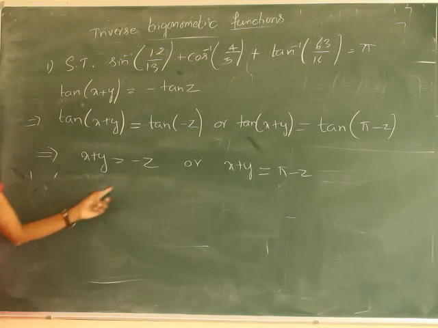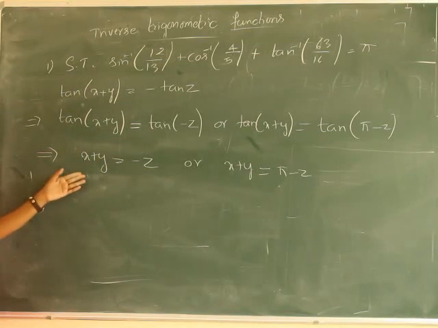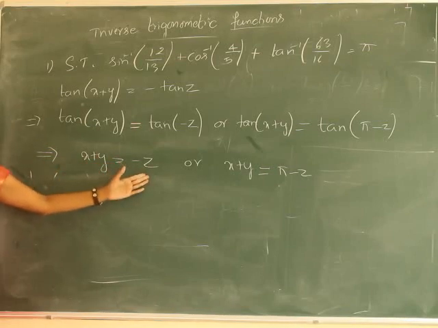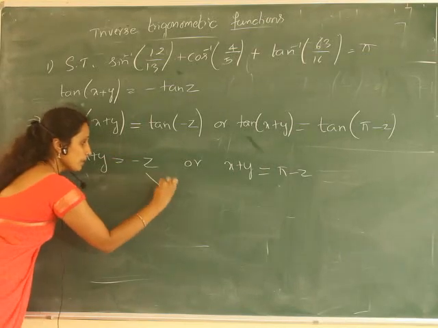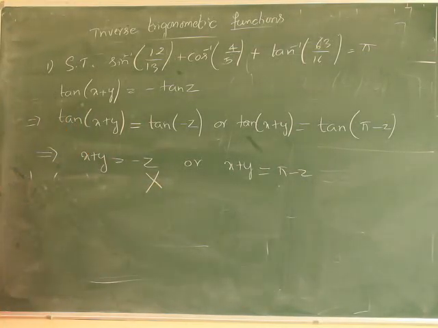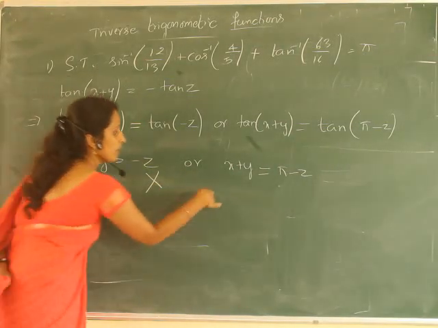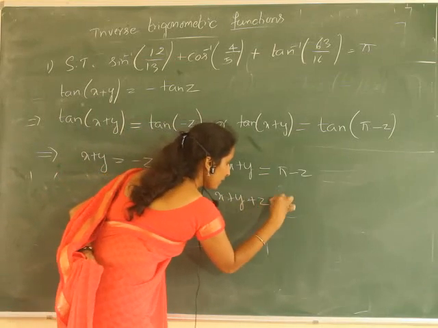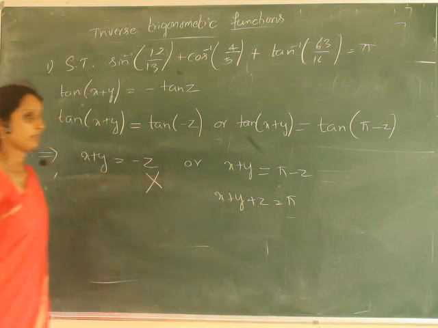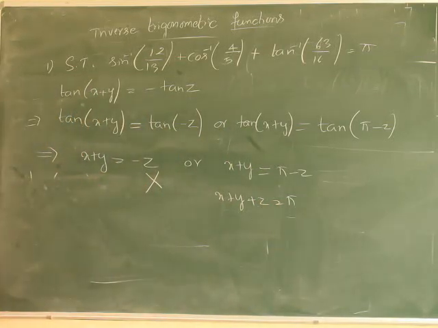The sum of positive real numbers is not negative. So this is not possible, because the sum is not negative. But this is possible. So from this we can write x plus y plus z equal to pi.